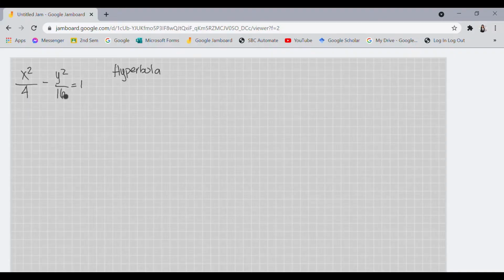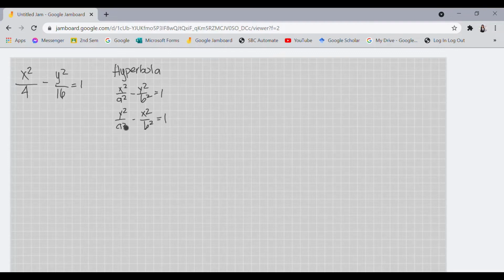This is an example for hyperbola with equation x squared over 4 minus y squared over 16 equals 1. For this equation, we know that this is a standard form equation for hyperbola because the operation is subtraction. Okay? So let us recall, the standard form of equation for hyperbola can be x squared over a squared minus y squared over b squared equals 1, or y squared over a squared minus x squared over b squared equals 1.